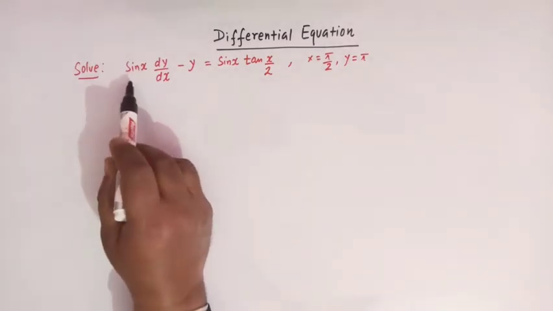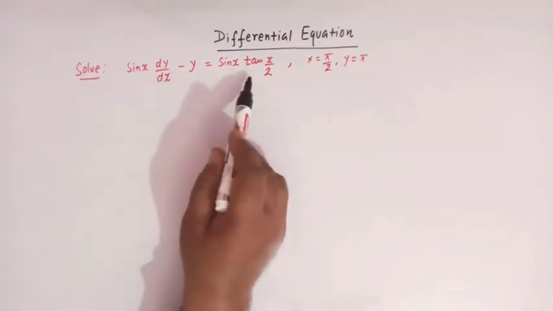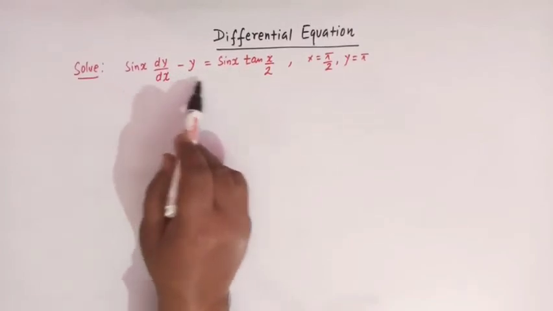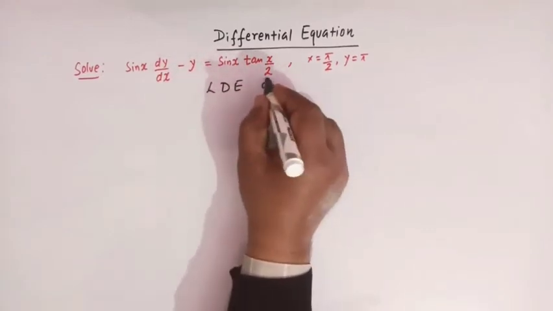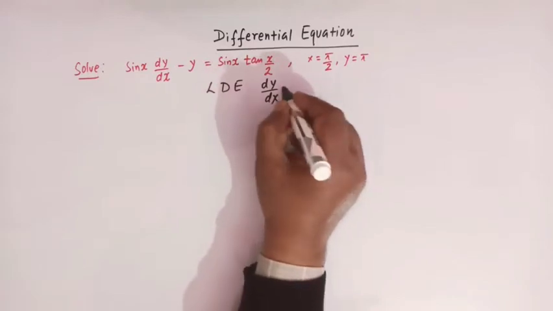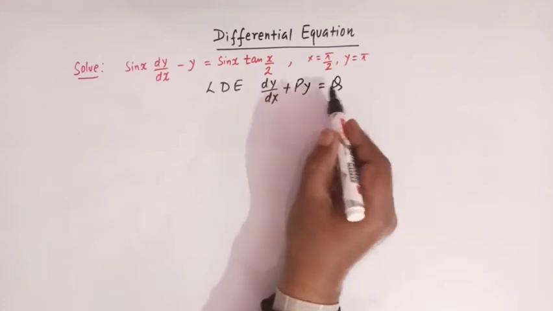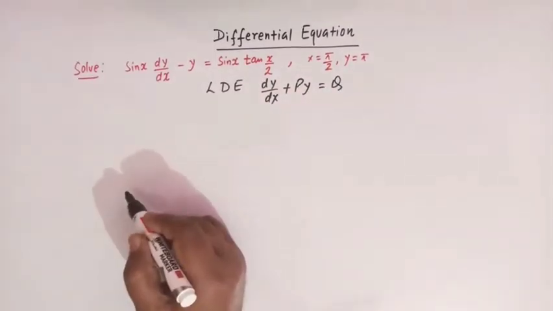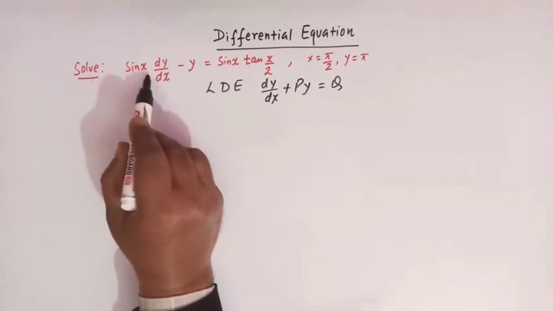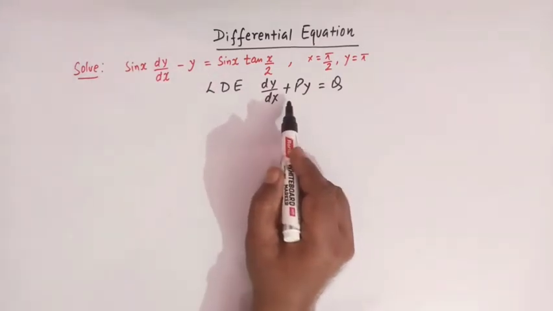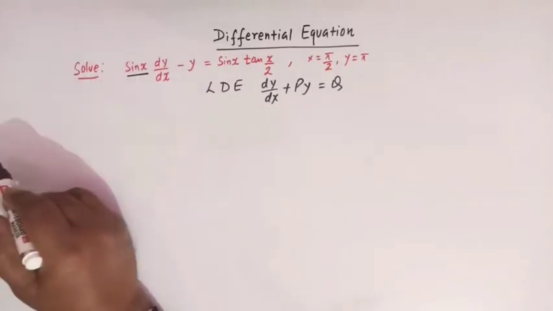Now viewers, if we analyze this equation, we see that it is a linear differential equation of the type dy/dx plus py equals q. Here p and q are functions of x. So let us first transform this equation into this form. For this, we'll divide both sides by sin x.